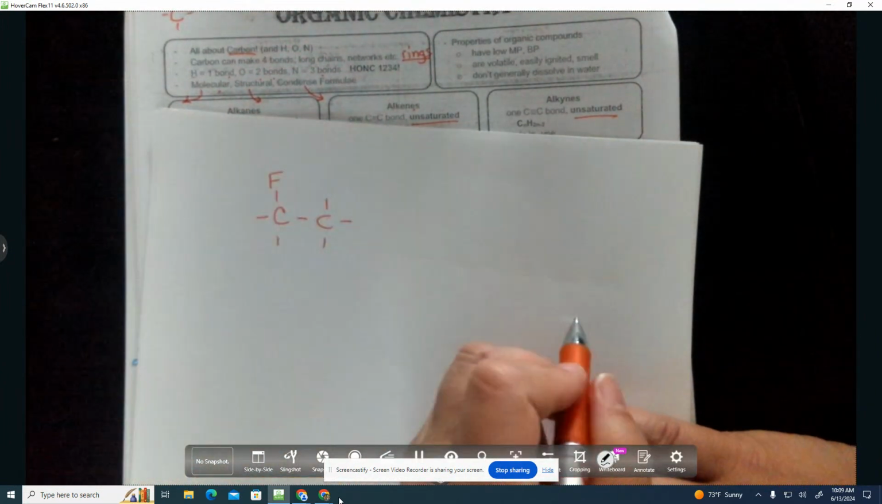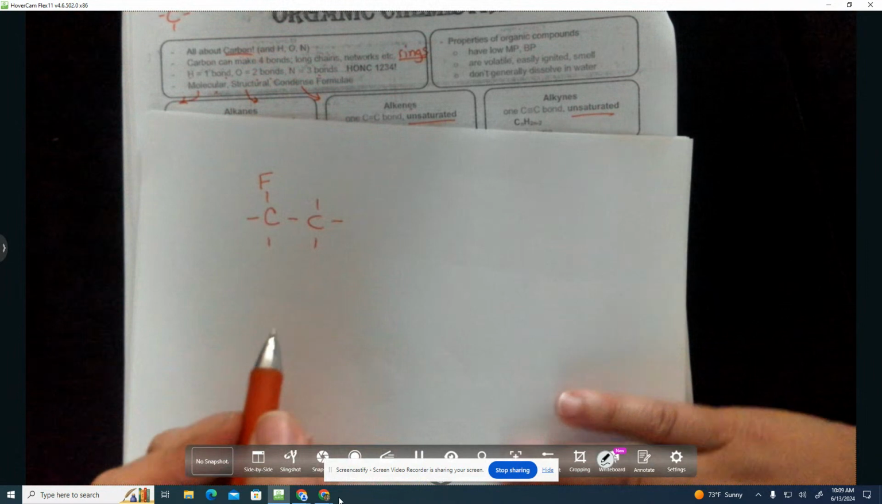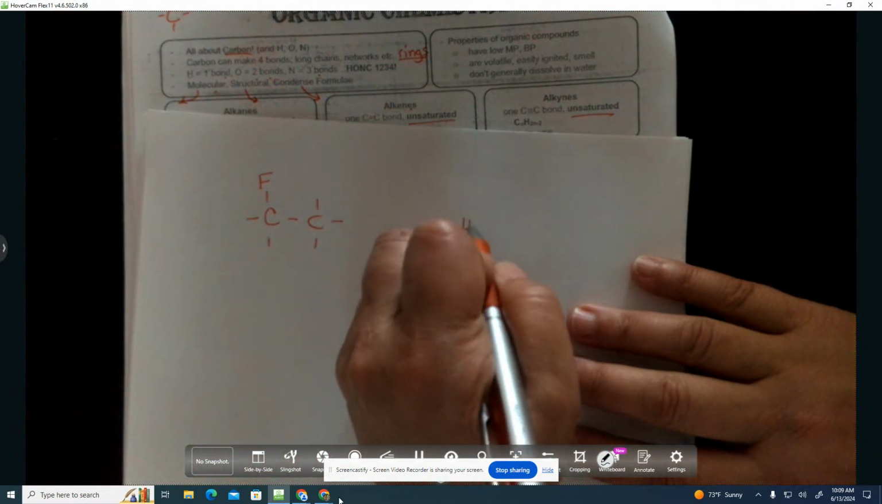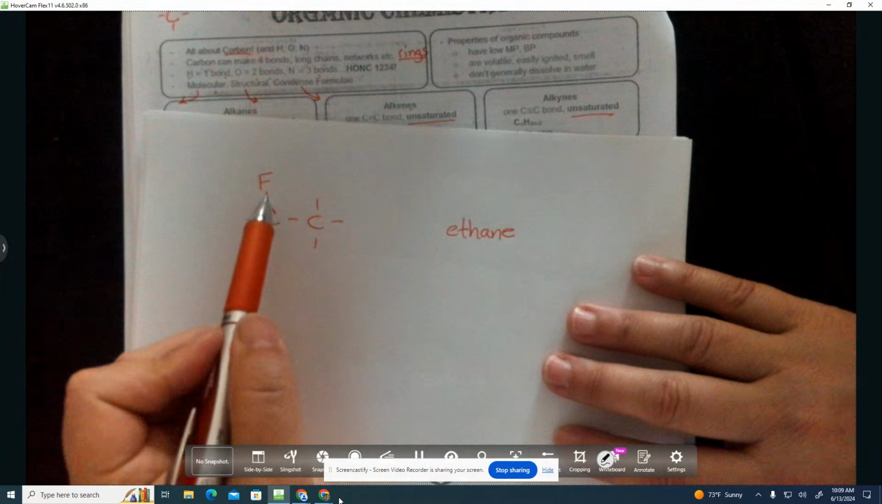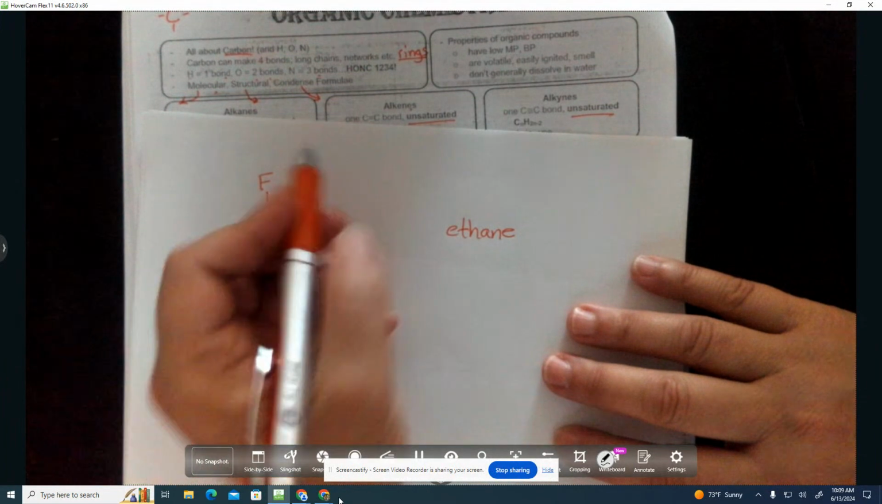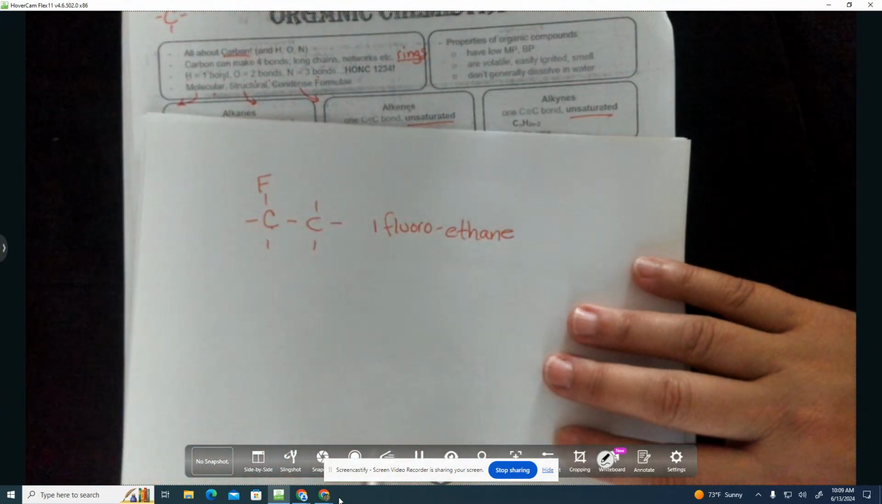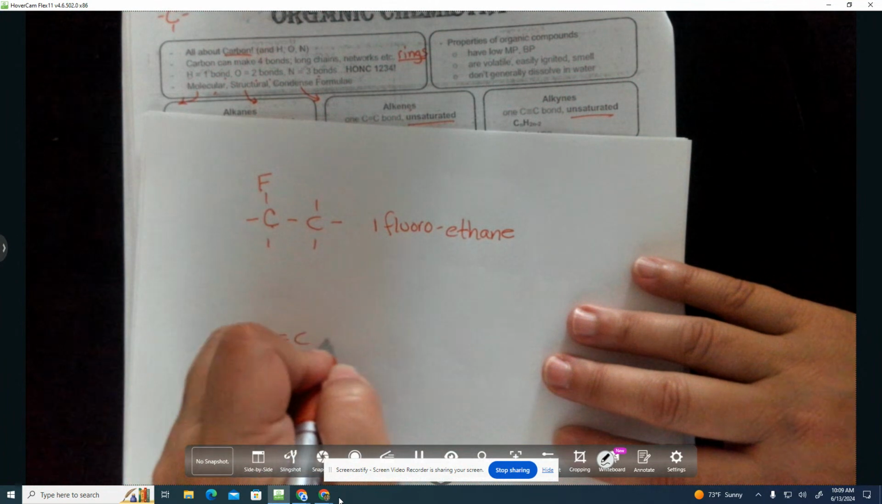Let's put a fluorine there. These all have hydrogens on them. Now I've got ethane, and fluorine is on carbon number 1. So it's 1-fluoroethane.